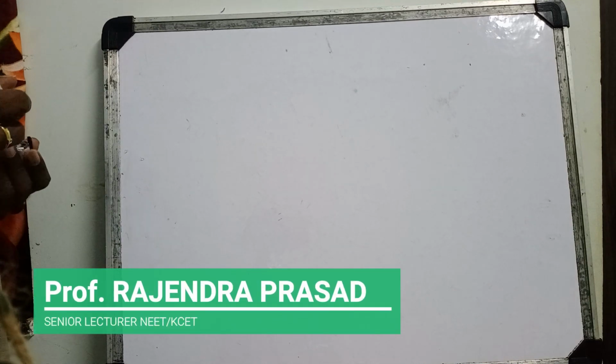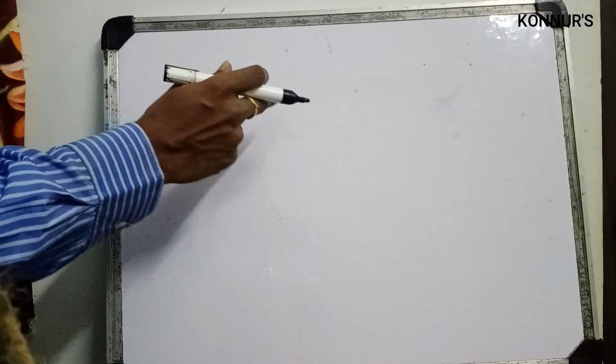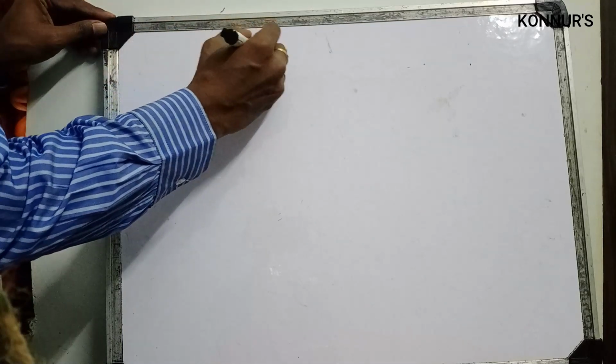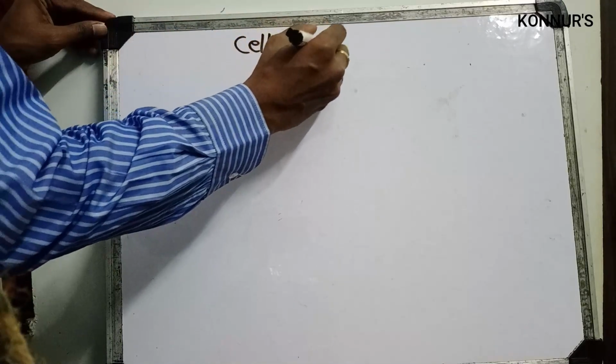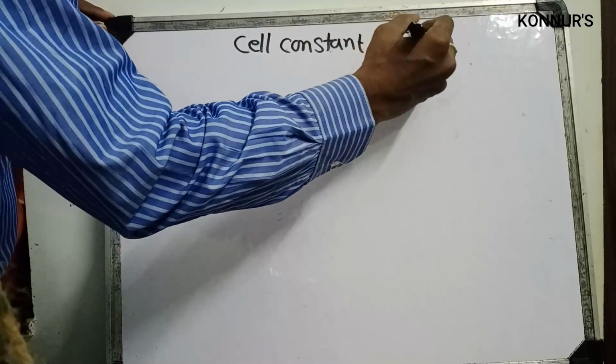In the previous class, we discussed electrolysis, their importance and everything. Now we are going to discuss cell constant. So cell constant is indicated with G star.